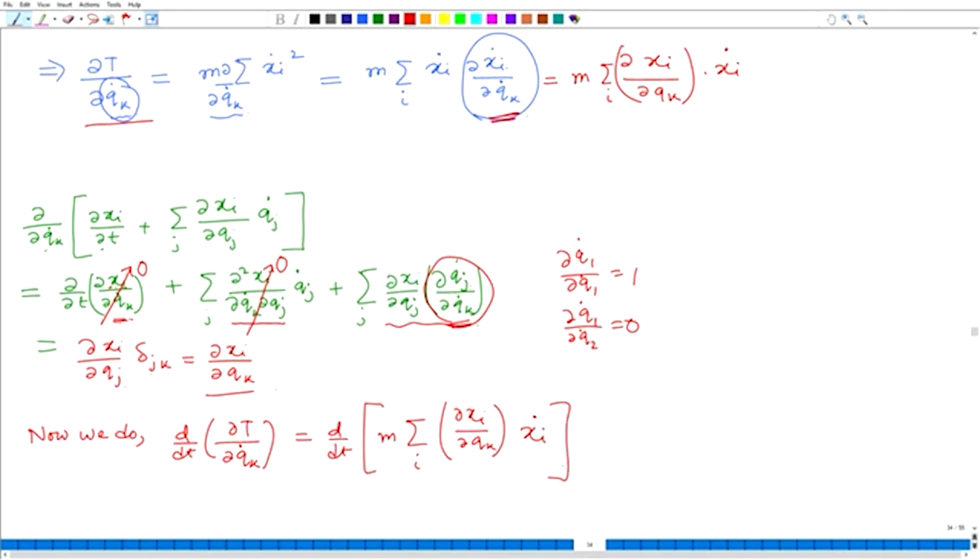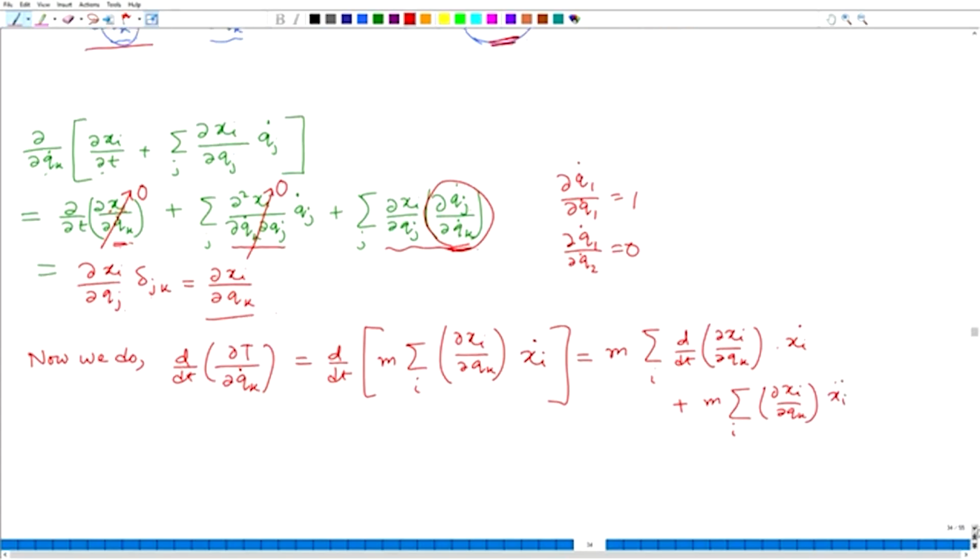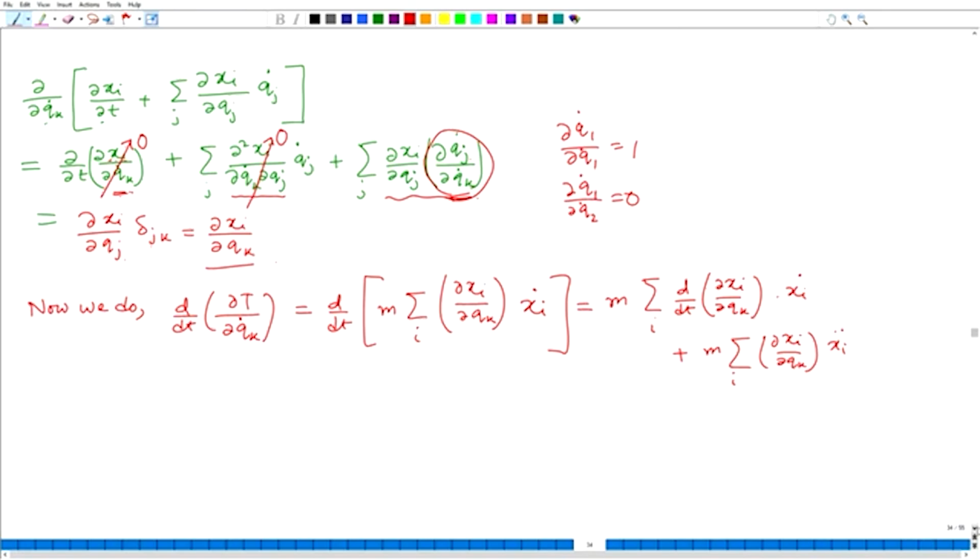Now, if I have this, then I will again have two possible terms. One is m summation over i, d/dt acting on ∂x_i/∂q_k, times x_i dot, plus m summation over i ∂x_i/∂q_k times x_i double dot. That I can easily write; that is v_i dot, or x_i double dot, the same thing.